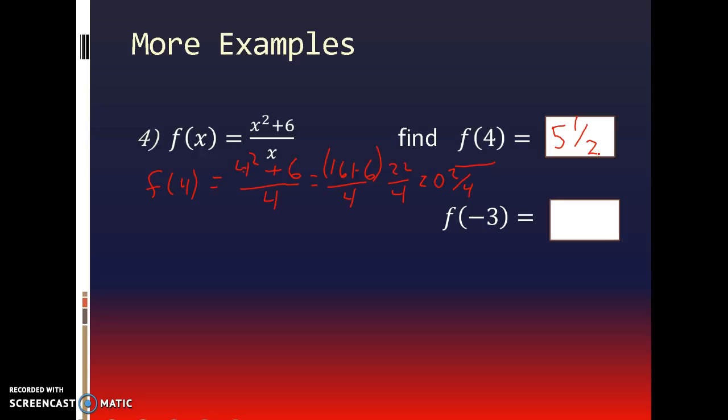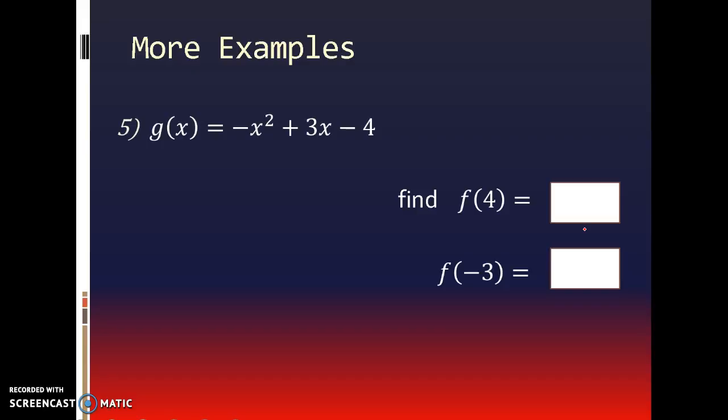So I want you to try f of negative 3 on your own, and then restart the video and see if you have that correct. So hopefully you've done that. f of negative 3 is simply going to be negative 3 squared, because we're replacing this x with negative 3, plus 6 divided by negative 3. And negative 3 squared, well, that's 9 plus 6 divided by negative 3. 9 plus 6 is 15 divided by negative 3. And 15 divided by negative 3, well, that's negative 5. So if we stick negative 3 into the function, we're going to get negative 5 back out. So the input is negative 3, the output is negative 5.